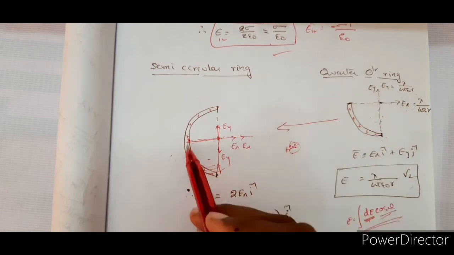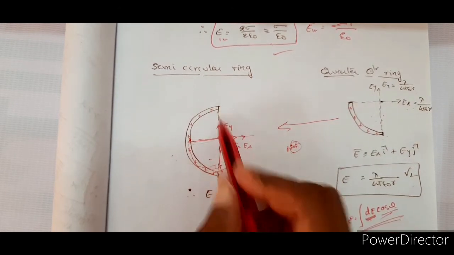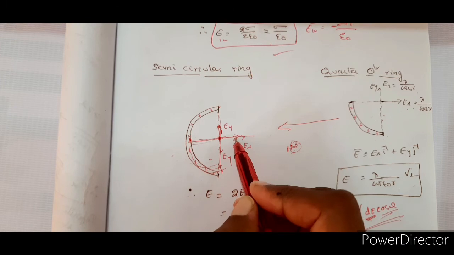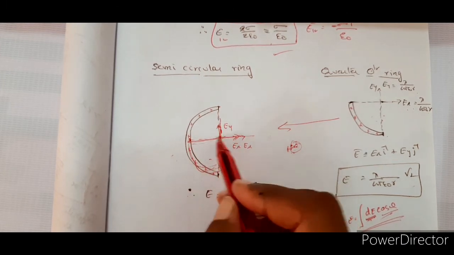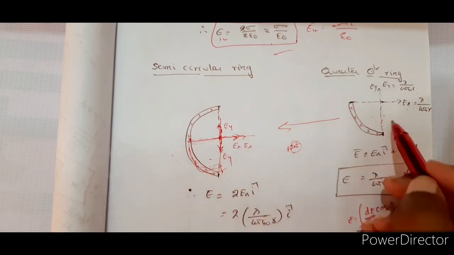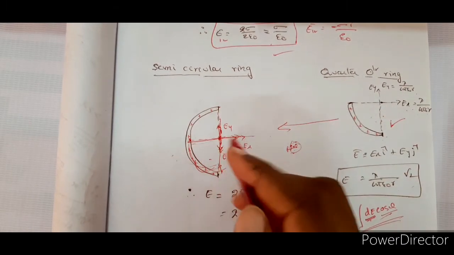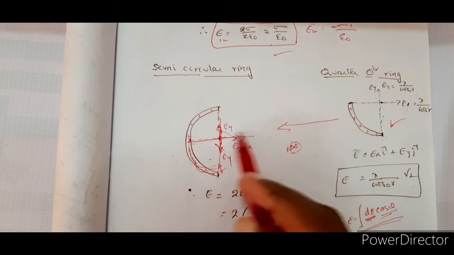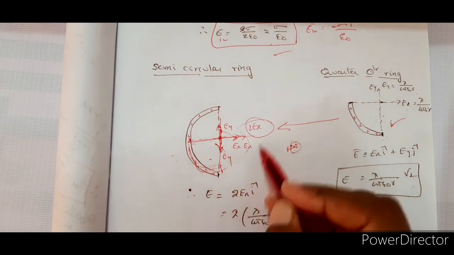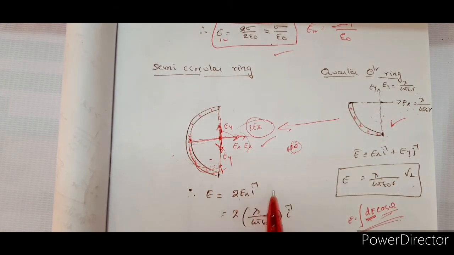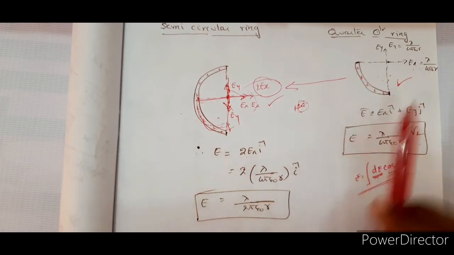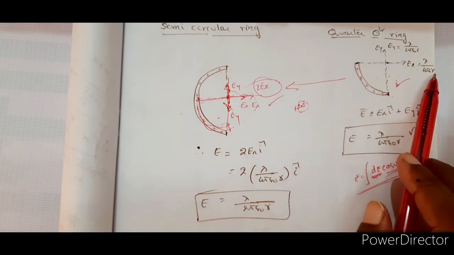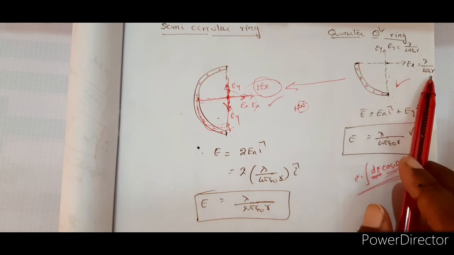Because of one quarter ring you have Ex here and Ey here, and because of the other quarter, Ey is here and Ex is here. That means if I know this one, automatically Ey will get cancelled. So it is 2Ex. Fantastic. Very easy to remember. 2Ex into i cap is the electric field strength, where Ex is lambda by 4 pi epsilon naught r, 1 by 4 pi epsilon naught into lambda by r.